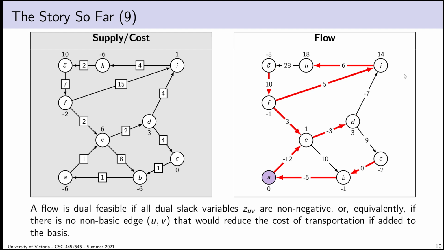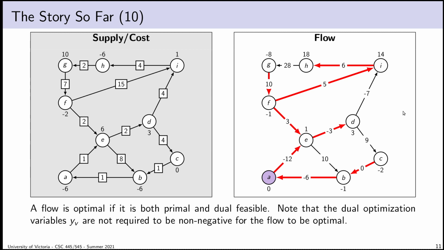And so it shouldn't surprise us that this is the mark of dual infeasibility. A negative dual slack value means I'm not at an optimal solution yet. I'm dual infeasible. So a flow is said to be optimal if it is both primal and dual feasible. And remember that primal and dual feasibility depend only on the values attached to the edges. So this is not primal feasible, and it's also not dual feasible. But a flow is optimal if it is both. There is no requirement that the dual optimization variables be positive or negative. They can be anything. It turns out that they are unconstrained.